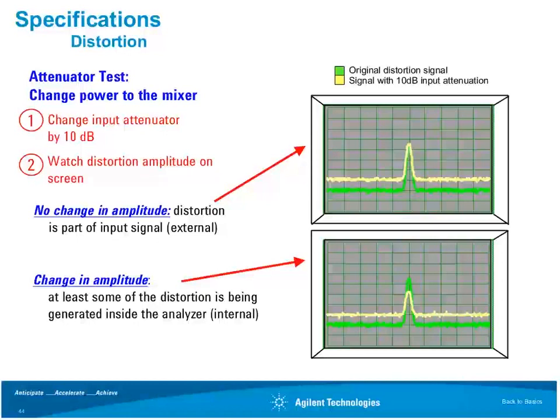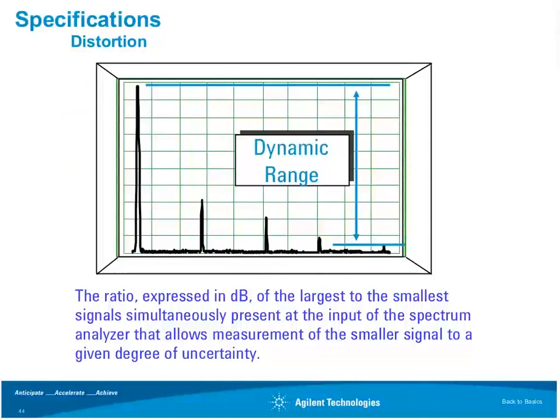And so this is where we add some attenuation. So if, let's say, I add 10 dB, if the signal stays at the same point on the screen and I just increase the noise by 10 dB, then that's a sign that we're measuring a real signal. If, on the other hand, I add 10 dB and the signal level drops, then that's a sign that I was looking at internally generated distortion. So it's a very simple test, but very effective.